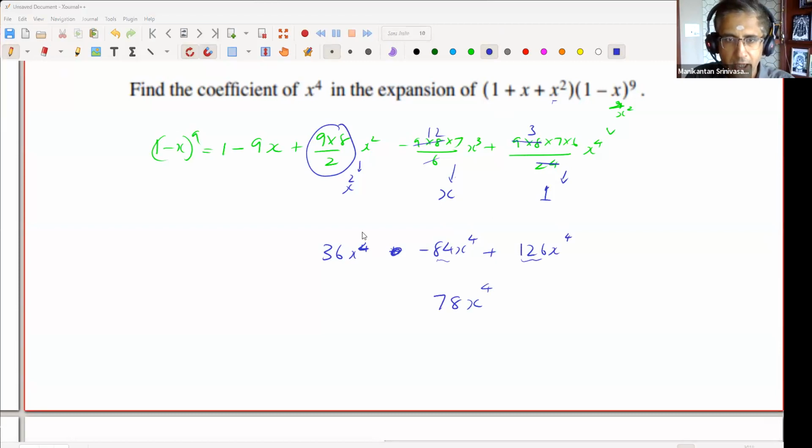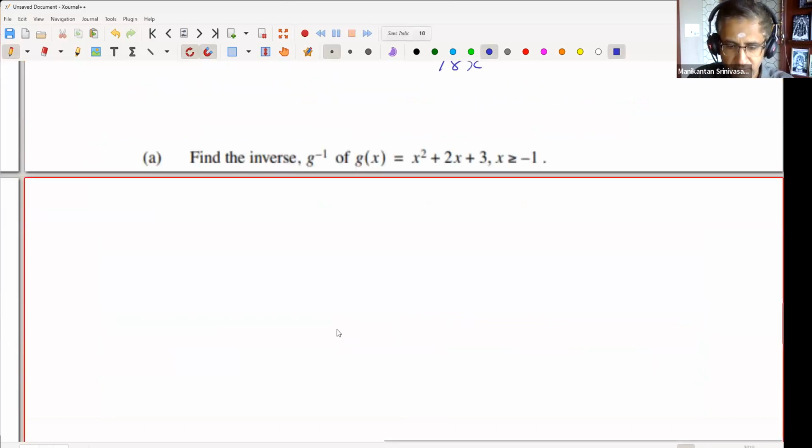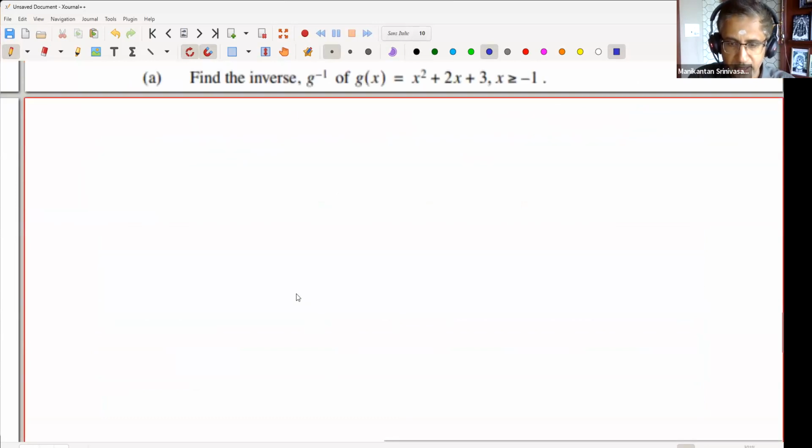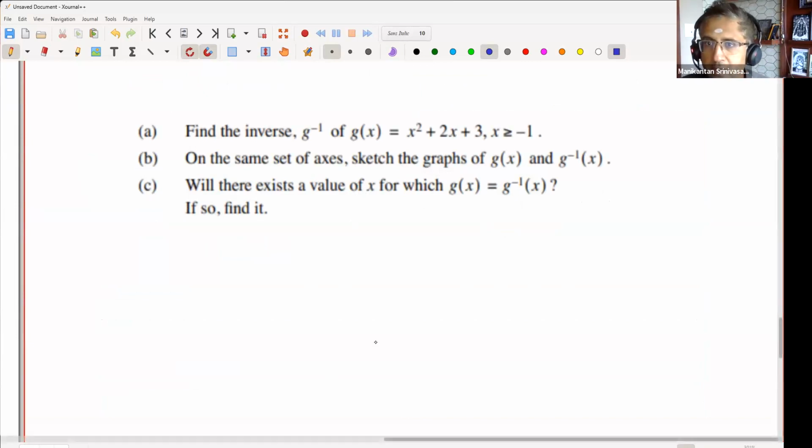Okay. Question 21. Sorry, guys, today is a bit monotonous, but I just wanted to do a full review of all the topics we've done so far. So just bear with me so that we just want to finish this so that we have practice on all the whole portions. Find the inverse of g of x equal to x square plus 2x plus 3.